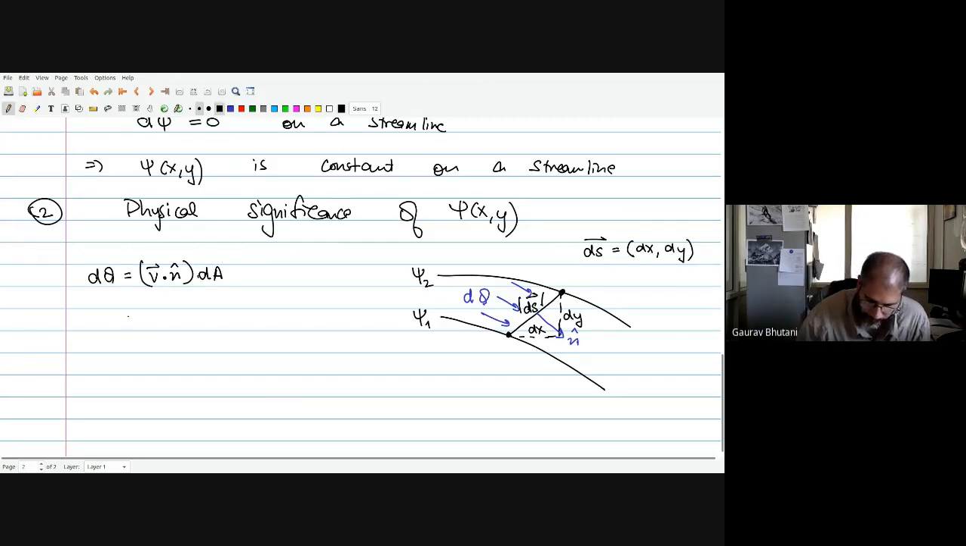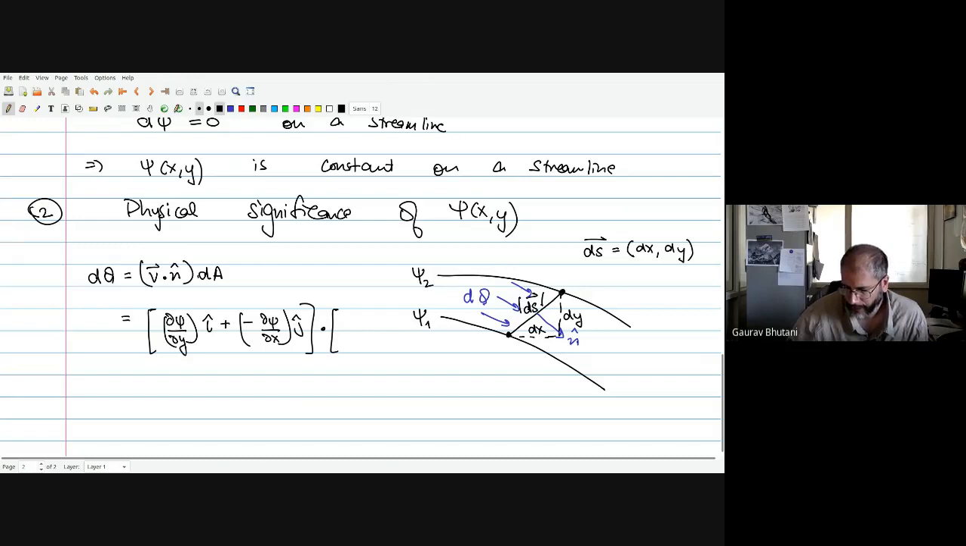Now we're working with the stream function approach, so we can write the vector v as the x component, which is del psi by del y, and then the y component, which is minus del psi by del x. So this is my v vector, and this is dotted with n.